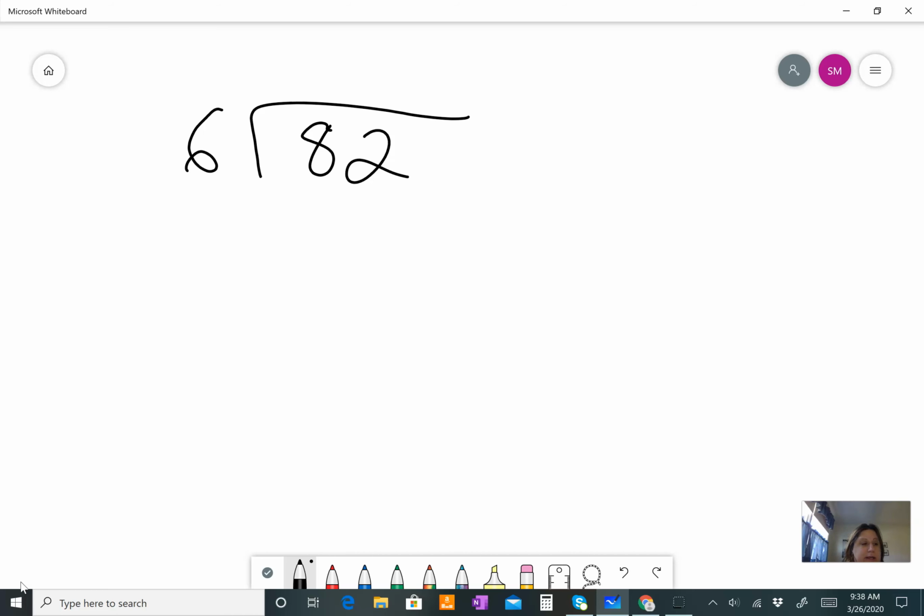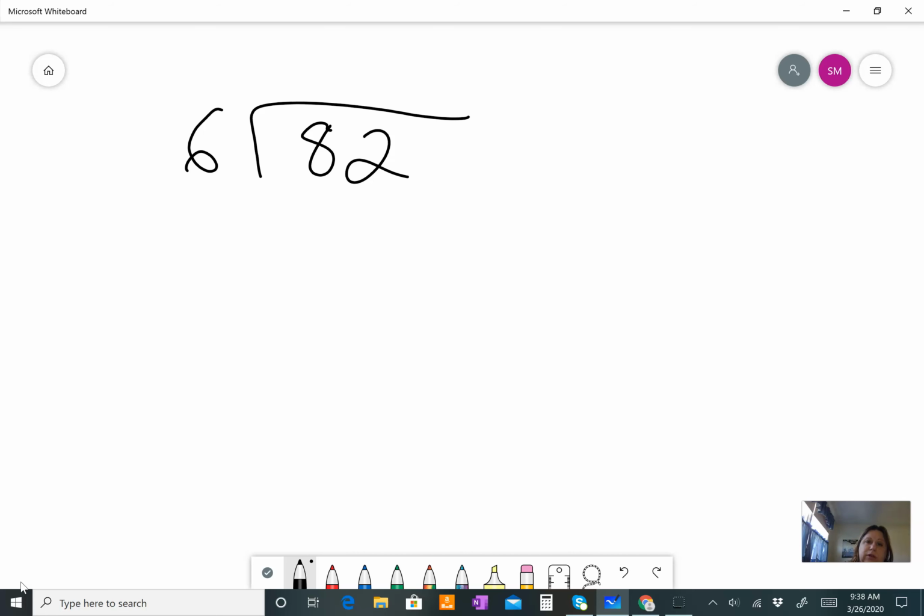So my divisor, that's the guy on the outside, the 6. I'm asking myself, how many times does it divide into my dividend? But again, I want to break it down. So can 6 divide into 8 evenly or without going over? Well, since my 8 is larger than the 6, that's a guaranteed yes.